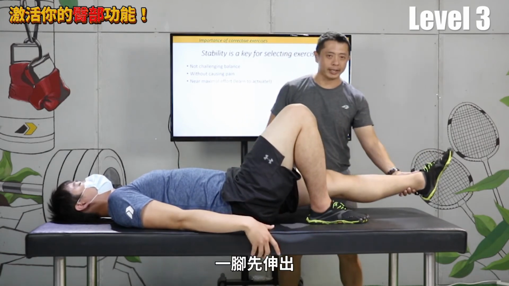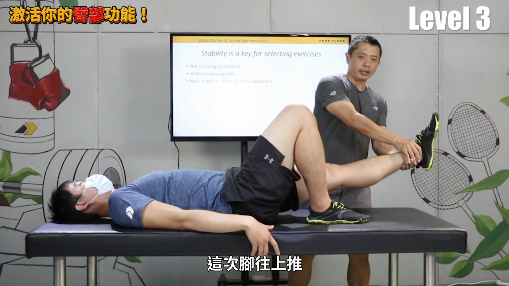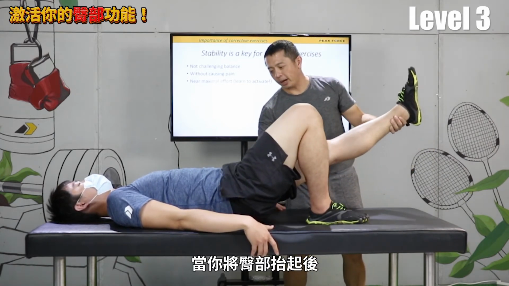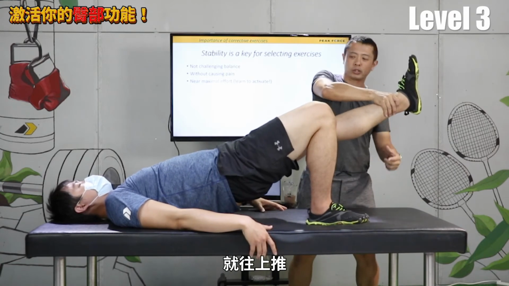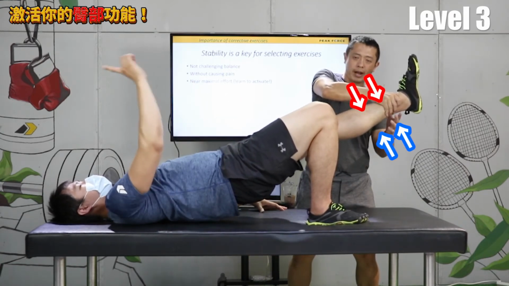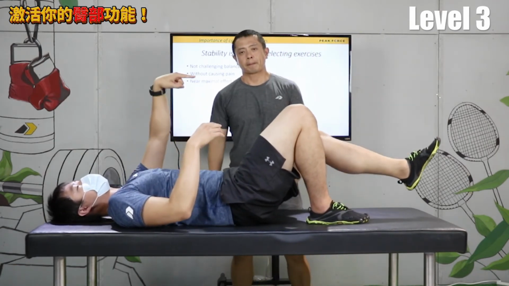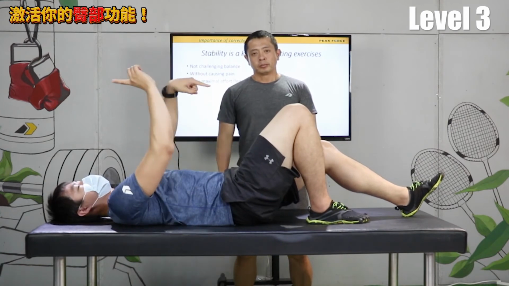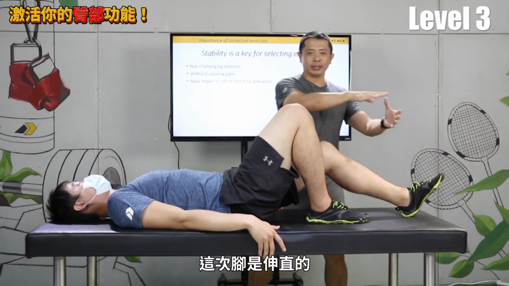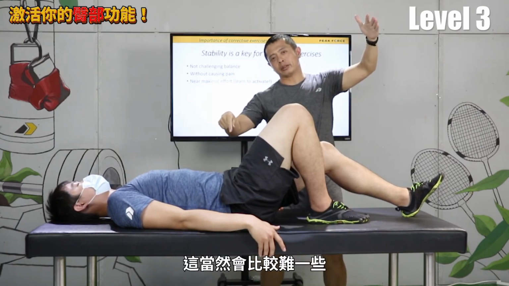Okay, let's go to the level 3. So one leg out this way, and then this time you get your leg pushing this way up. So once you get your hip up, okay, and then you push. Ready, go. 好，这时候呢，我伸直的脚呢是往这个方向推，那教练的手呢是往反方向做下压的动作，所以也是一样是不同方向的动作。 Okay, so compared to the knee, now the leg is straight, so longer leverage. Of course, it's a little bit harder for this one.